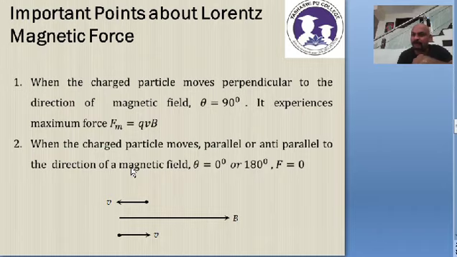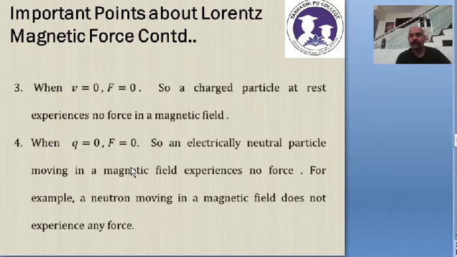The force becomes minimum force, that itself is 0. And again, if the velocity is 0, that means if the charge is not moving, if it is stationary, if it is at rest, then velocity is equal to 0, therefore it will not experience any force. If it has to experience any magnetic Lorentz force, a charge must be moving. A static charge in a magnetic field does not experience the force.